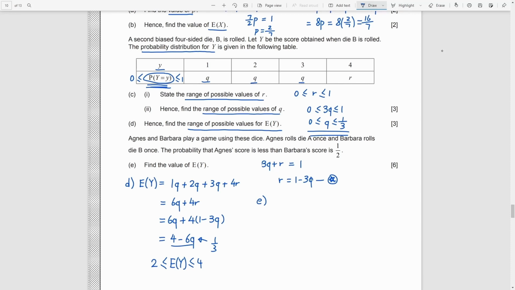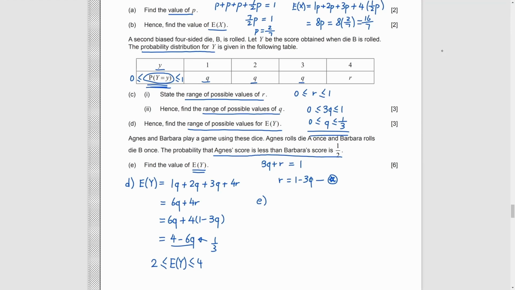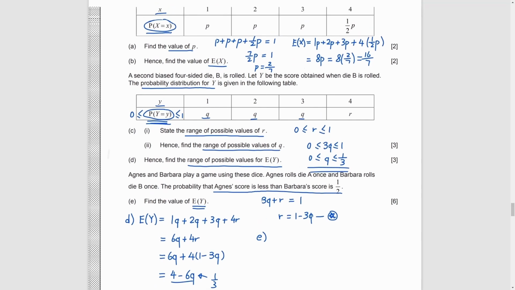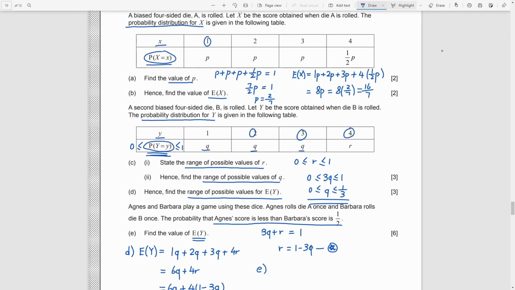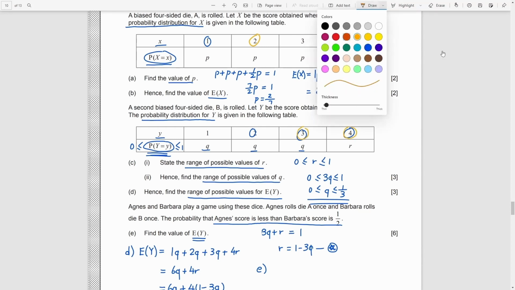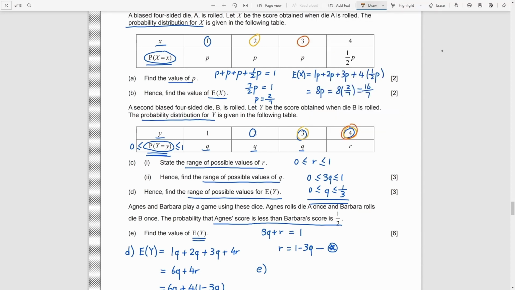For question E, we need to find the expected value of Y. It is a very tricky question. The probability of A is less than B by half, so we need to make an equation from this sentence. We look at the tables above. What are the situations where A's score is less than B's score? A gets 1 and B gets 2, 3, 4, or A gets 2 and B gets 3, 4, or A gets 3 and B gets 4.